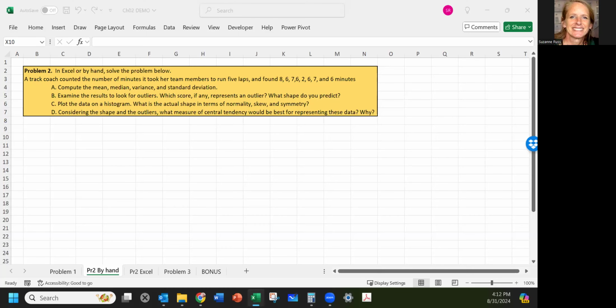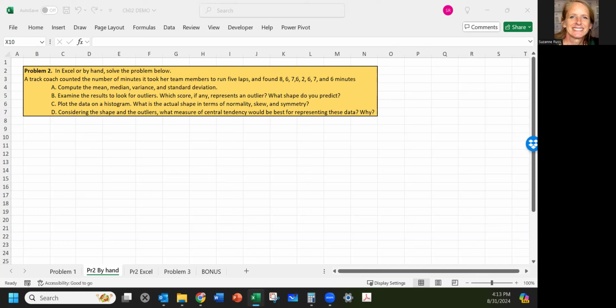Hello, this is an example of how to solve problem 2. What we're asked to do is to solve in Excel or by hand, and this will be the by hand demonstration. The data were given. A track coach counted the number of minutes it took team members to run 5 laps. These are very small laps, and found 8, 6, 7, 6, 2, 6, 7, and 6 minutes. Then we're asked to figure out a number of calculations.